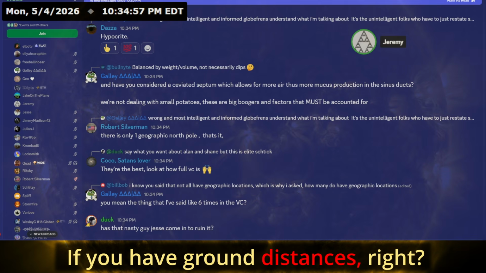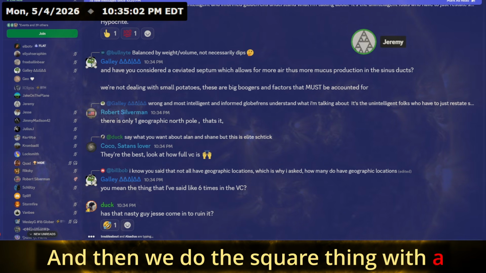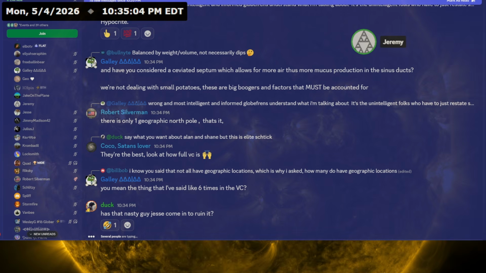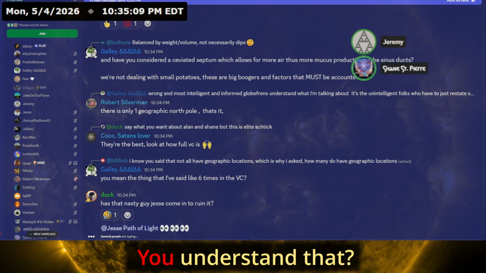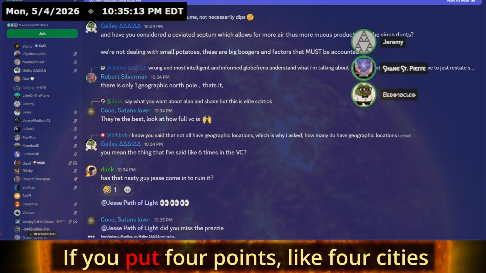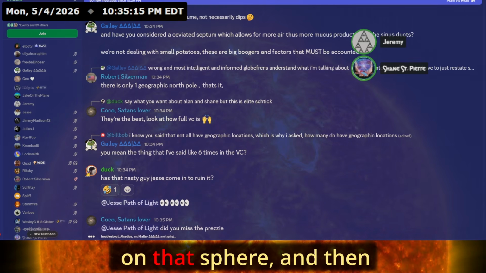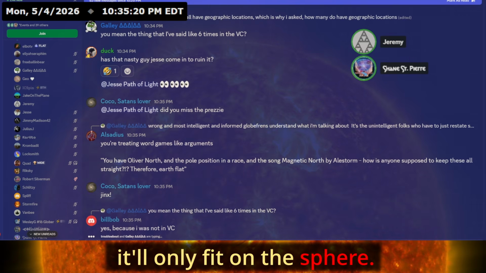If you have ground distances, right, and you say, I got these distances on the ground, and then we do the square thing with a diagonal or pi or something, we can be sure if the ground is planar or non-planar, right? You understand that? That distance is being measured on a sphere. That would be spherical excess. If you put 4 points, like 4 cities on that sphere, and then you start trying to draw them with connecting lines, it'll only fit on the sphere. Is that what you're saying?